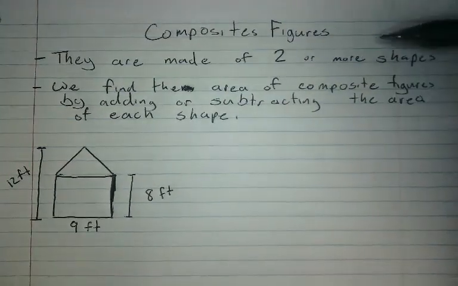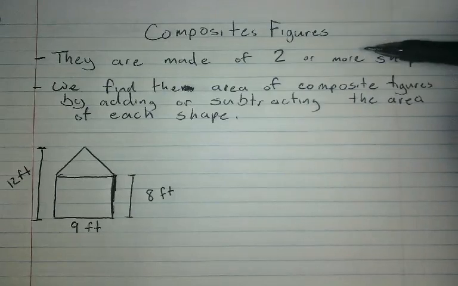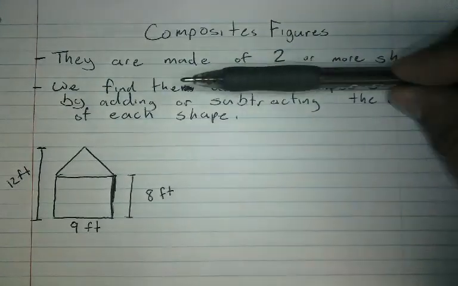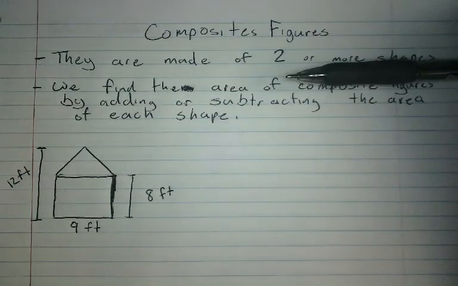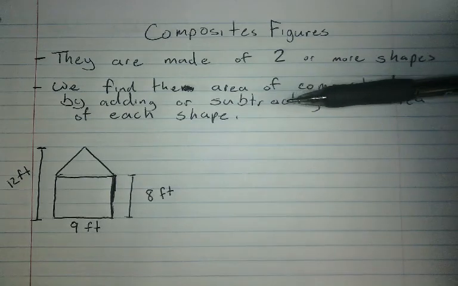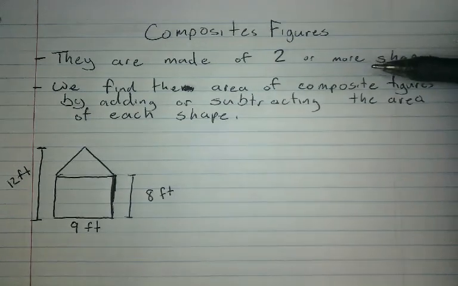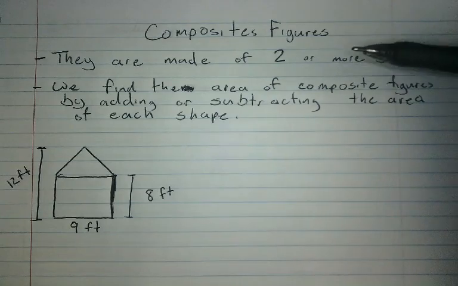Alright, so we've got to remember they're made out of two or more shapes, and then we can either add shapes together to find the area of our composite figure, or subtract the area of each of those shapes to find our area of the composite figure.